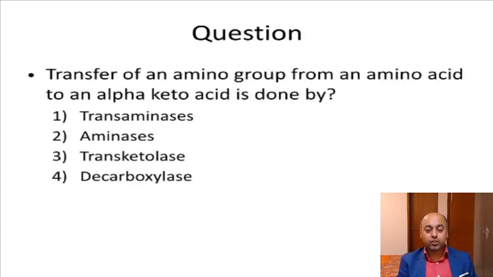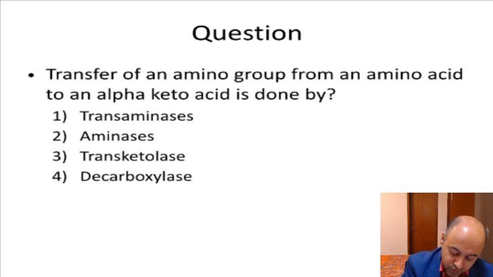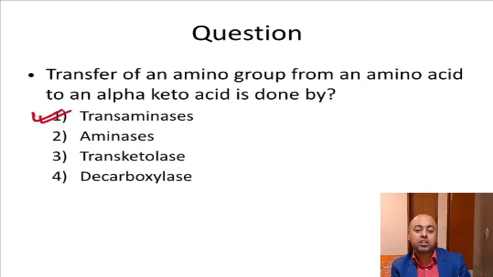Okay, let's take a quick look at some of the questions. The transfer of amino group from amino acid to an alpha keto acid is done by, we just mentioned, the reaction is transamination. The name of the enzyme is transaminase.